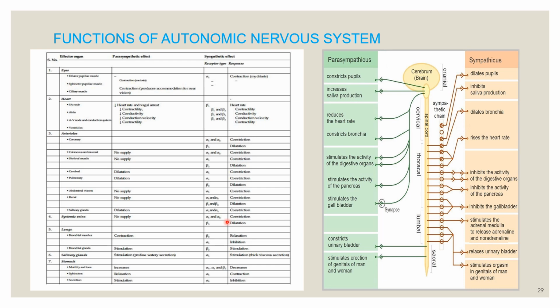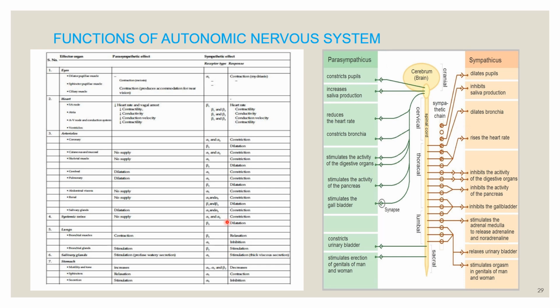Now coming to the functions. We have seen the functions. If you see the overall functions of the sympathetic nervous system, mass sympathetic discharge usually occurs in a threatening situation. That is, it prepares the individual to cope with the emergency. It causes fight or flight reactions. So what is the fight or flight reaction? What are the characteristics of this?